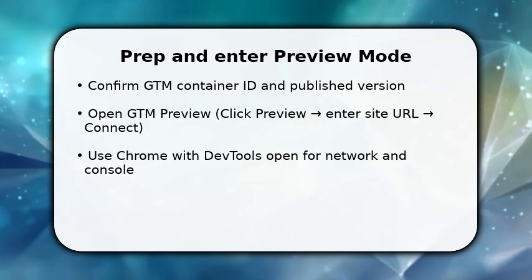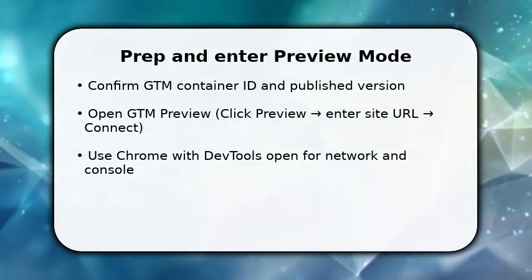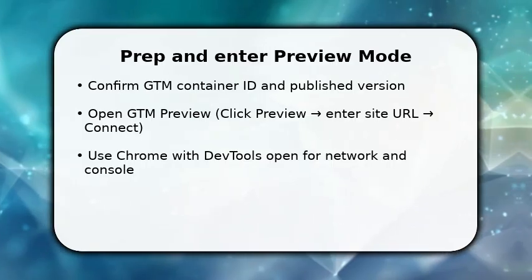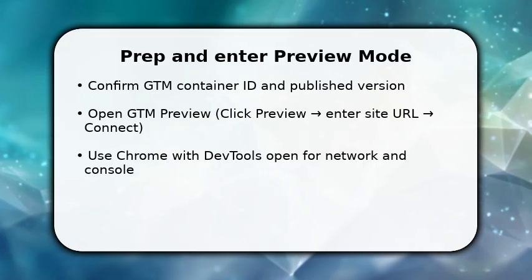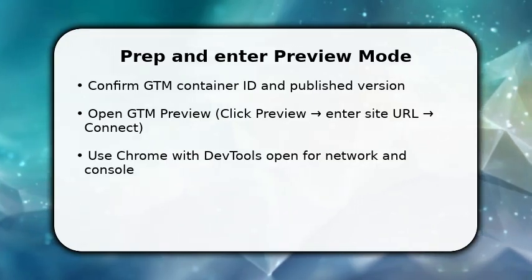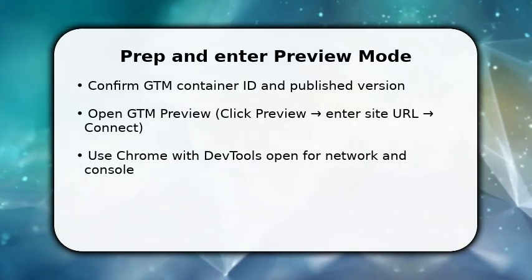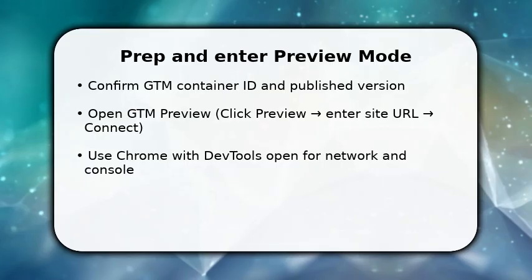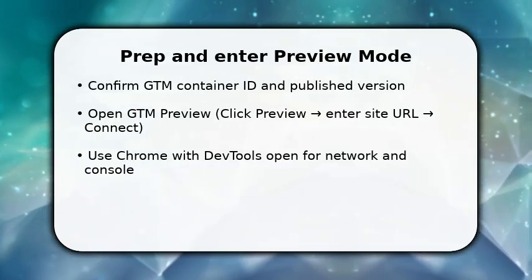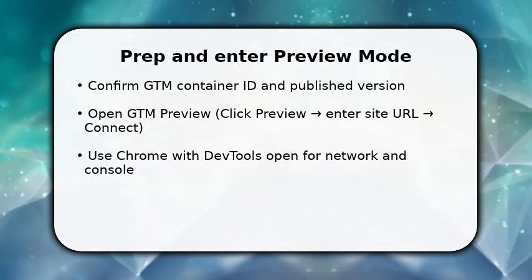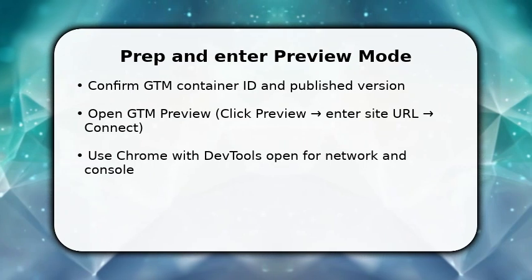You start by verifying the container ID and that you're on the desired published or workspace version, because mismatches waste time. Next, open GTM and click Preview, paste the page URL, and press Connect so the Tag Assistant appears. Once done, open Chrome DevTools. Console and Network tabs are most important, and keep the Tag Assistant pane visible. This gives real-time event and data layer visibility, letting you see what fires before deeper tests.